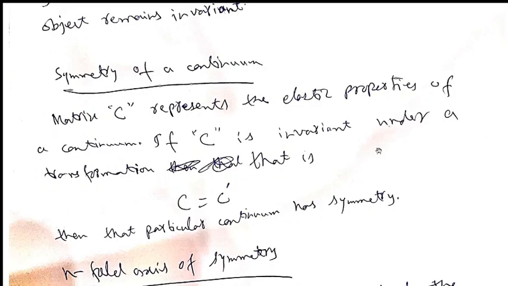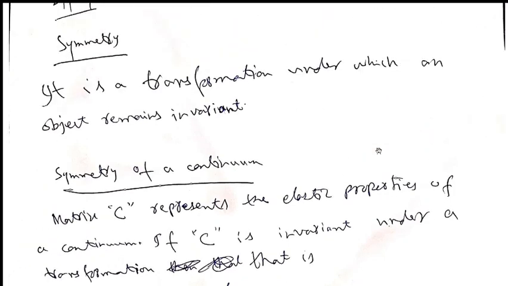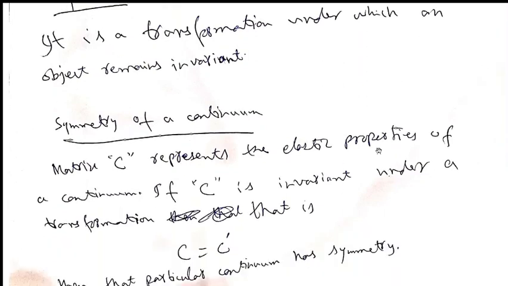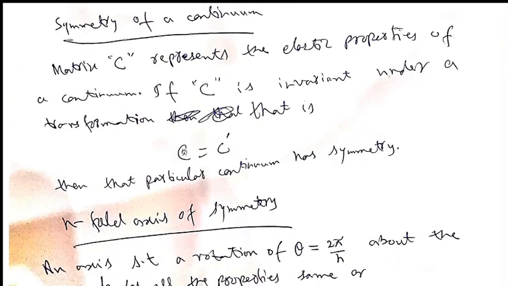If C is invariant under any transformation, as we said in the definition, it is a transformation under which an object remains invariant. That is, C = C', it is invariant. This is after transformation, this is before transformation. Then we say that the particular continuum has symmetry, because the transformation does not change it, that C' = C. It means that the transformation will act as a symmetry for that particular continuum.